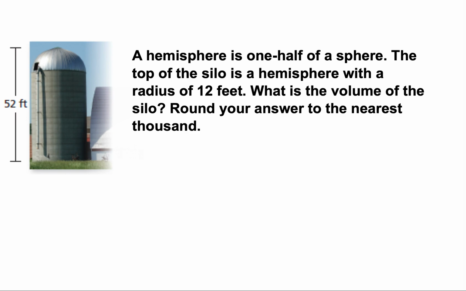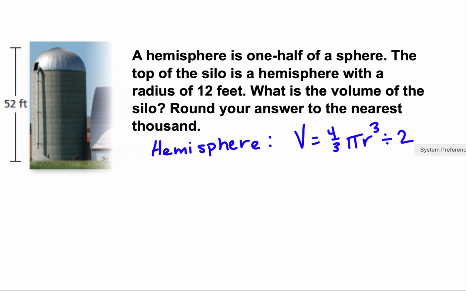All right, let's take a look at one that is a composite figure. A hemisphere is 1/2 of a sphere. The top of the silo is a hemisphere with a radius of 12 feet. What is the volume of the silo? Round your answer to the nearest 1,000. Okay, so if I have a hemisphere, we would use our formula, 4/3 pi r cubed. And then when we get our answer, we would divide it by 2.